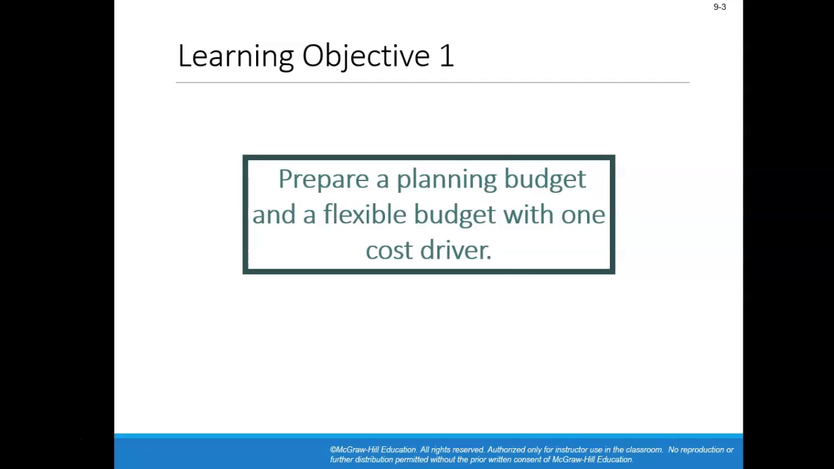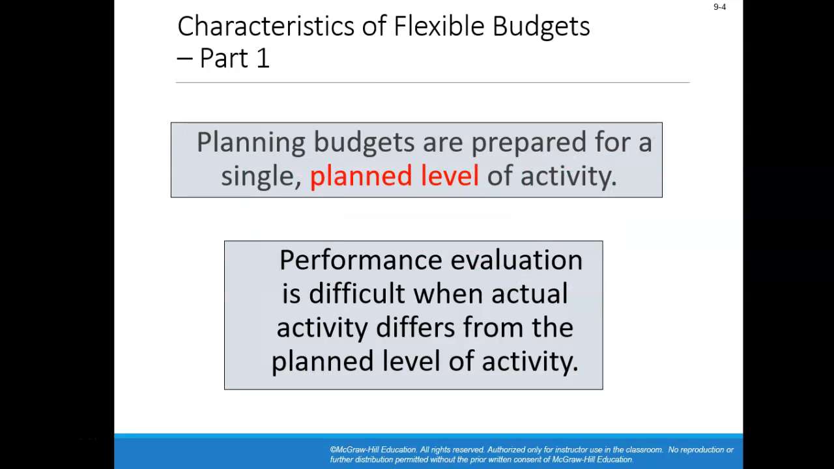So we're taking a look at how to prepare what we call a planning budget and a flexible budget with one cost driver. Let's discuss this term, a planning budget. A planning budget is a budget prepared for a single planned level of activity. So when you have a planning budget, we're going to say that we expect to produce maybe 100,000 units. So that entire budget is based on producing 100,000 units.